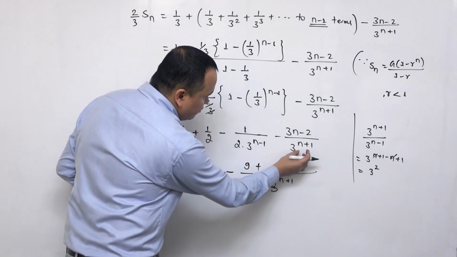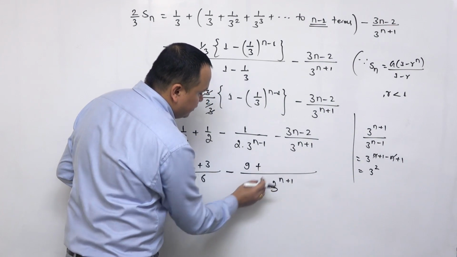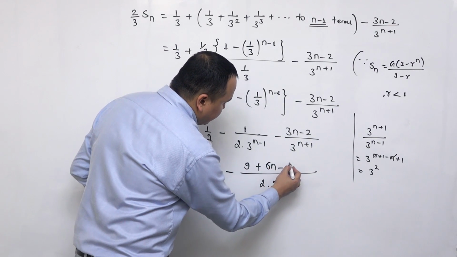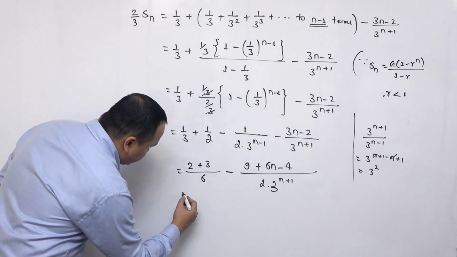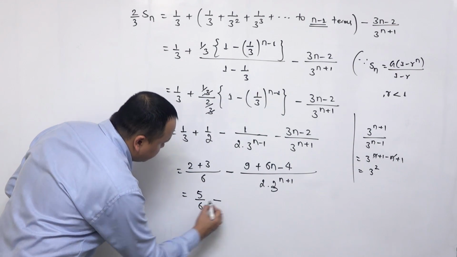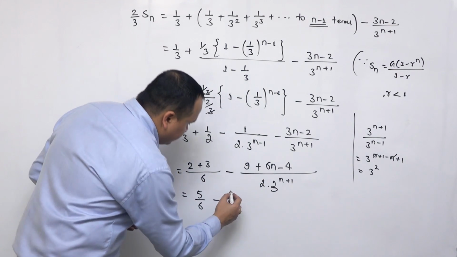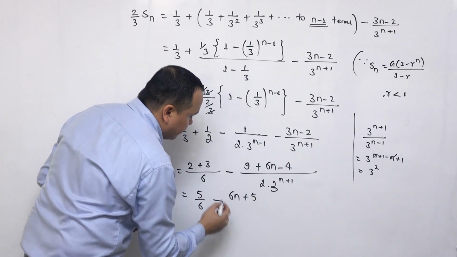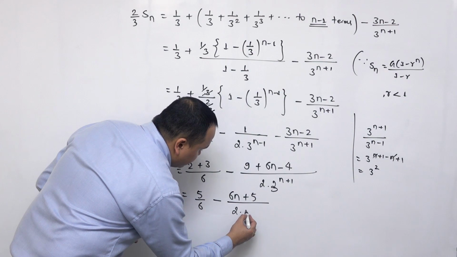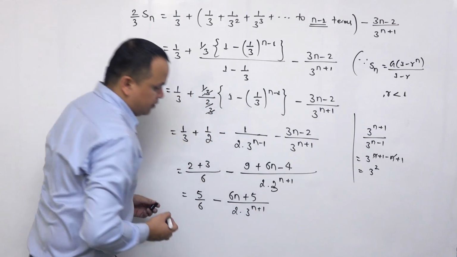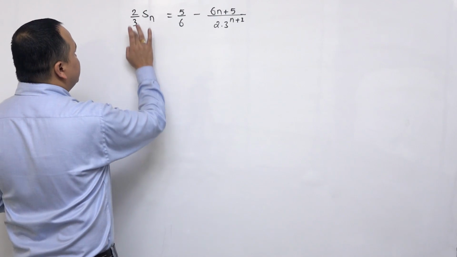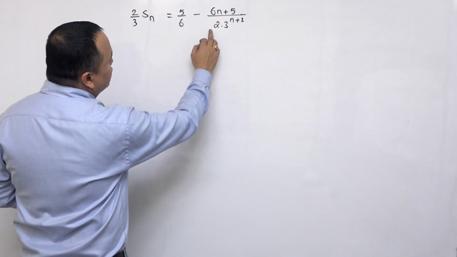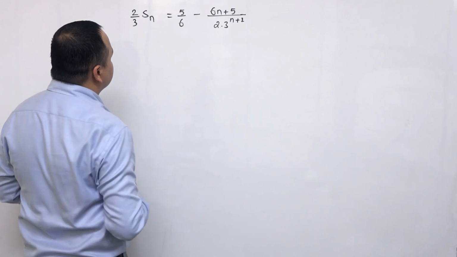Plus 3 to the power n plus 1, 3 to the power n plus 1 cancel. Let us just multiply by 2. 2 multiplied by 6n minus 4, which is 5 upon 6 minus 6n plus 5, because 9 minus 4 is 5, upon 2 into 3 to the power n plus 1. Now continue. The 2 upon 3 Sn is equal to 5 upon 6 minus 6n plus 5 upon 2 into 3 to the power n plus 1.